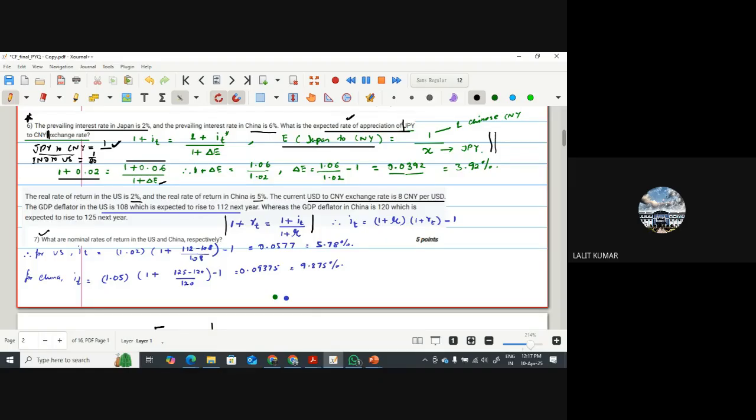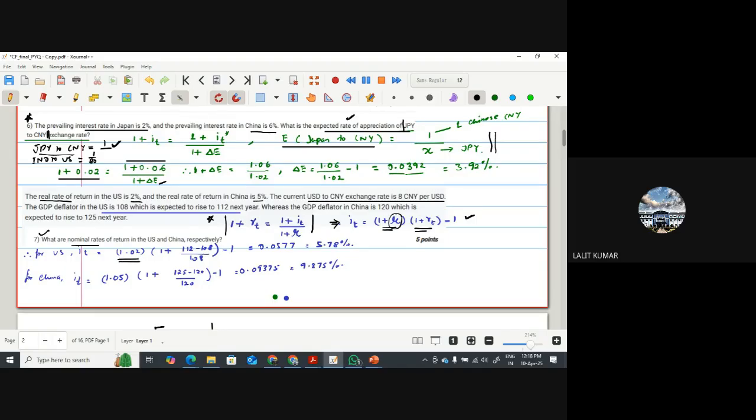Is this okay, this formula? Yeah. So from here, if we expand it, IT will become 1 plus pi into 1 plus RT minus 1. So use this formula to get the nominal rate, because they're asking the nominal rate and they have given the real rates. So for US, it will become 1 plus pi into 1 plus RT. So RT is 2%, so it becomes 1.02. And we have to know this.